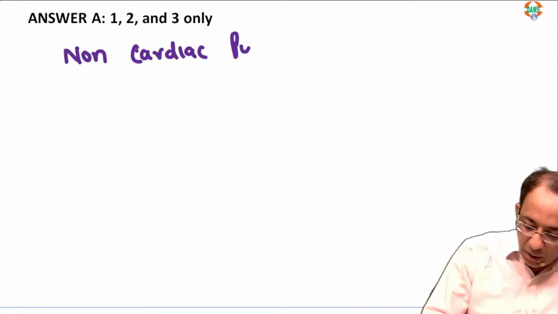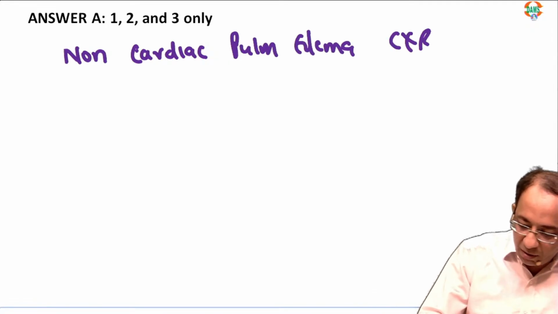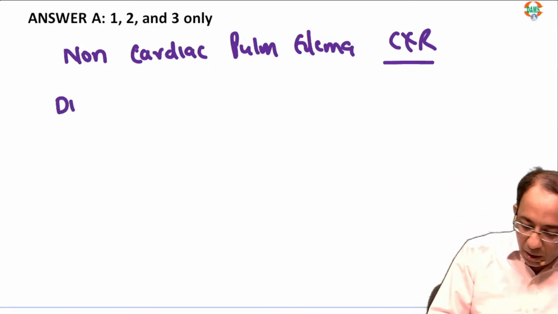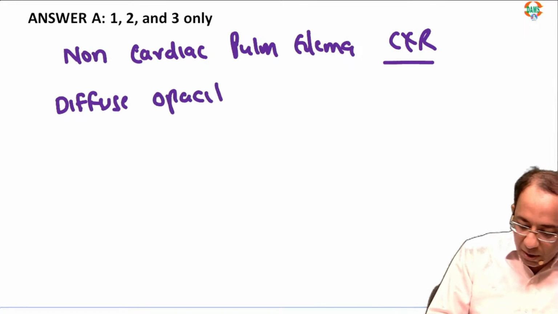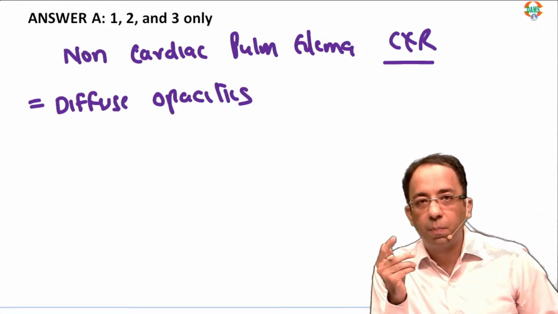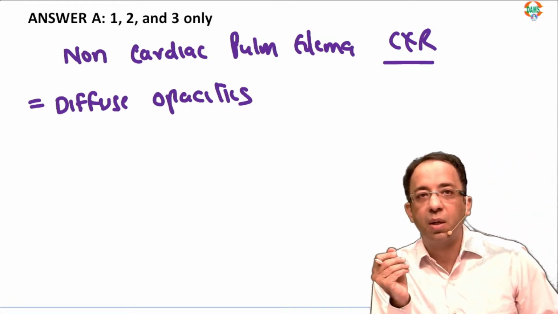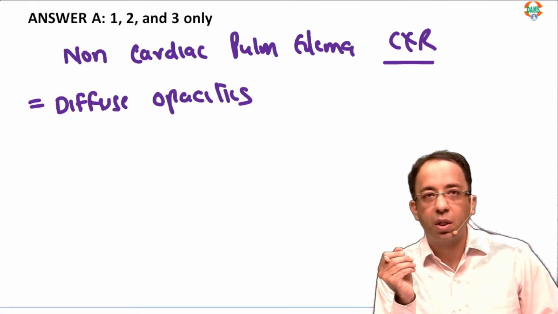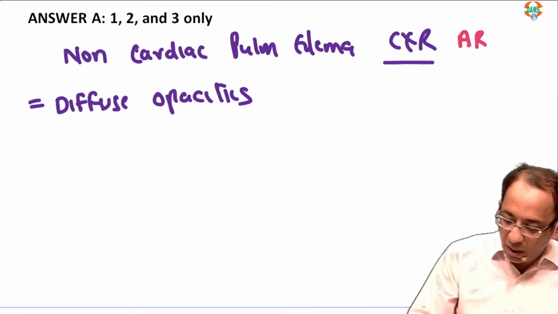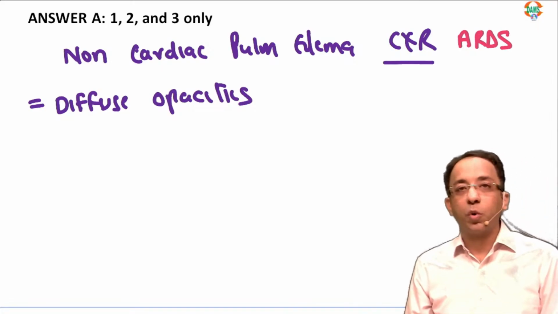non-cardiac pulmonary edema with the heart failure on chest X-ray? Non-cardiac edema, there will be diffuse opacities in the lung. While in cardiac or the heart failure or cardiogenic edema, there will be bat wing distribution. In non-cardiac edema, where we can actually say it as ARDS, there will be diffuse opacities.